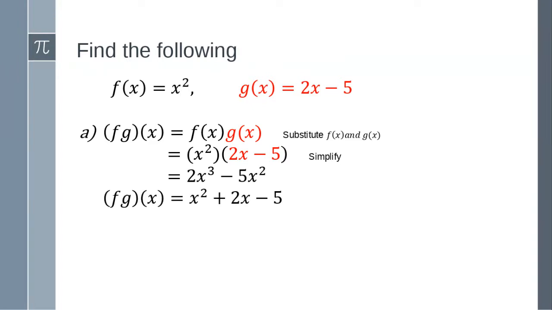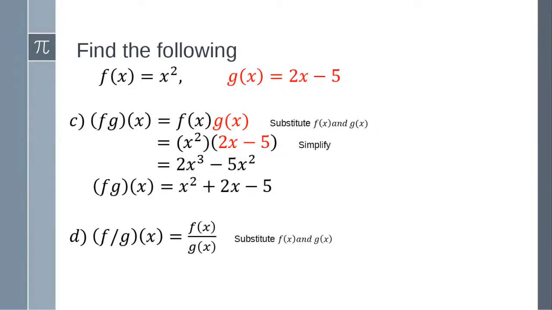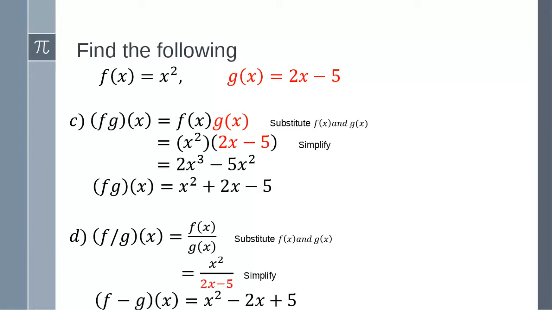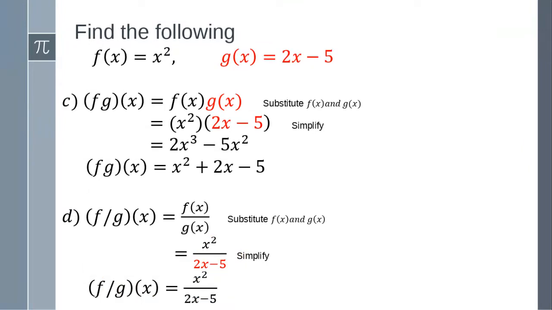Okay, so for letter D, division. So f divided by g of x. We have f of x divided by g of x. So f of x is x squared, and g of x is 2x minus 5. And let me just erase that. I apologize for that. I forgot to erase it. So here, there's nothing we can do to simplify this. And so this is going to be our final answer right here. Okay, so x squared divided by 2x minus 5.